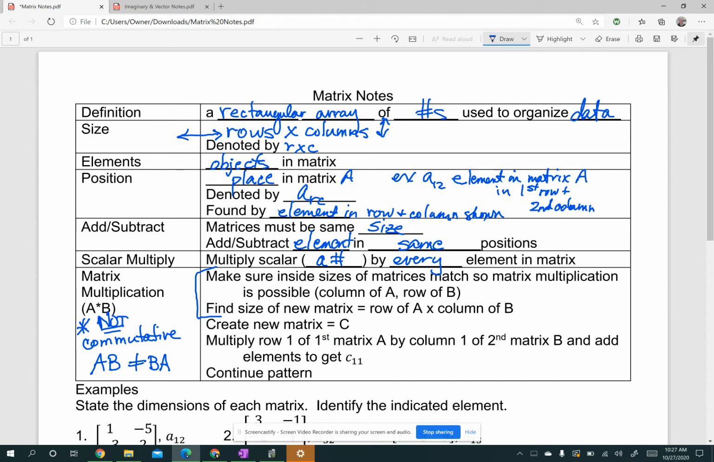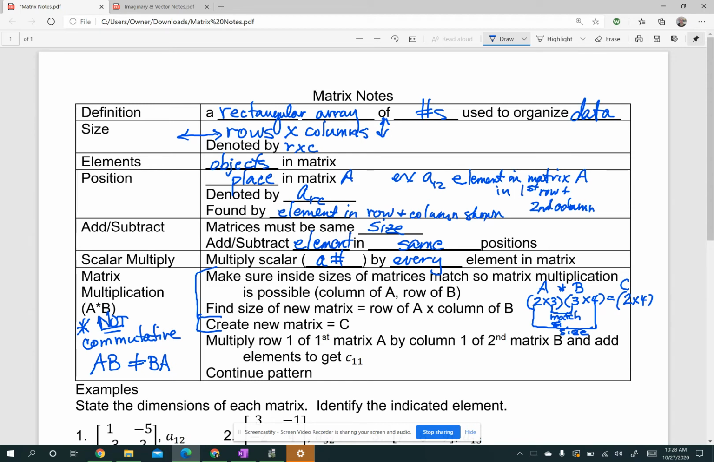The main things you will need to do is be able to do this. It says make sure the inside sizes of the matrices match. So if matrix A is a 2 by 3 and matrix B is a 3 by 4, the insides have to match in order for them to be able to multiply. So we can multiply A times B. And the size of the new matrix C is going to be these outside, so the new matrix is going to be a 2 by 4.